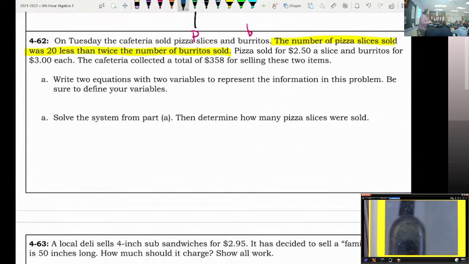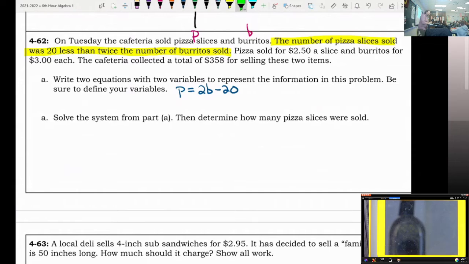The number of pizza slices sold was P equals 20 less than twice the number of burritos sold. So twice the number of burritos minus 20, or 2b minus 20. This might be a thing you're starting to get used to, or it might be a thing you're still struggling with. That would probably be where everybody is right now. Keep working at it because it's the same structure every time.